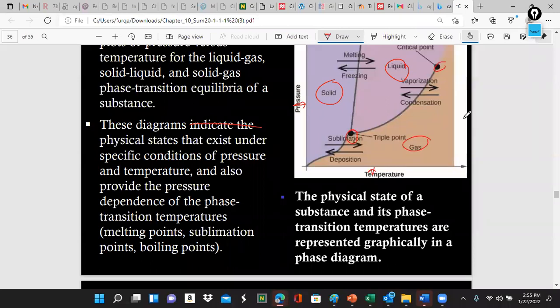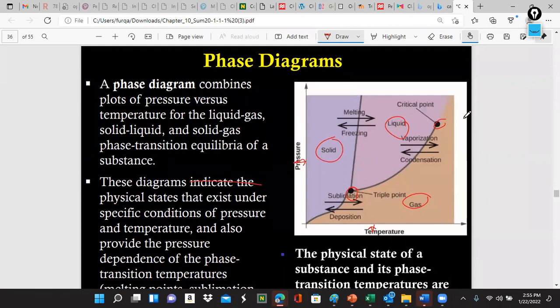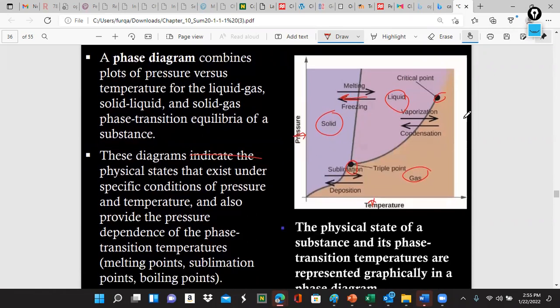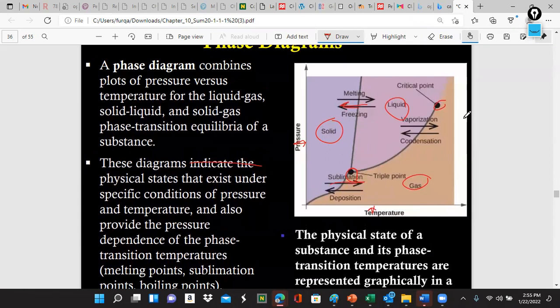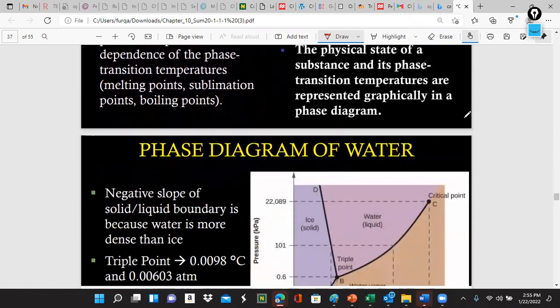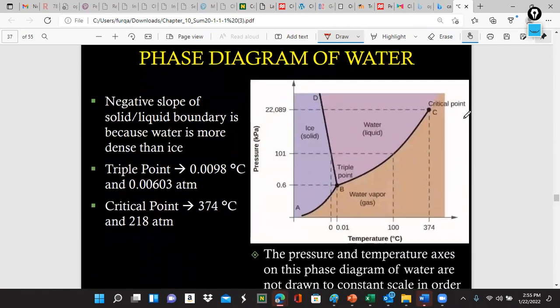Okay, so we can look at different things like what the melting temperature is, the freezing process, where the sublimation point is, what conditions you need to have, for example, to sublimate, deposition, vaporization, condensation, and all that stuff. So it's pretty easy and not that difficult if you look at it.